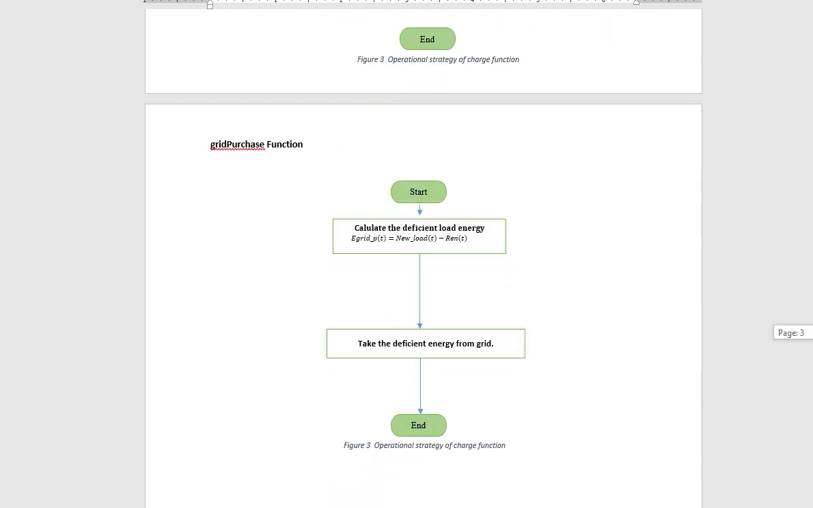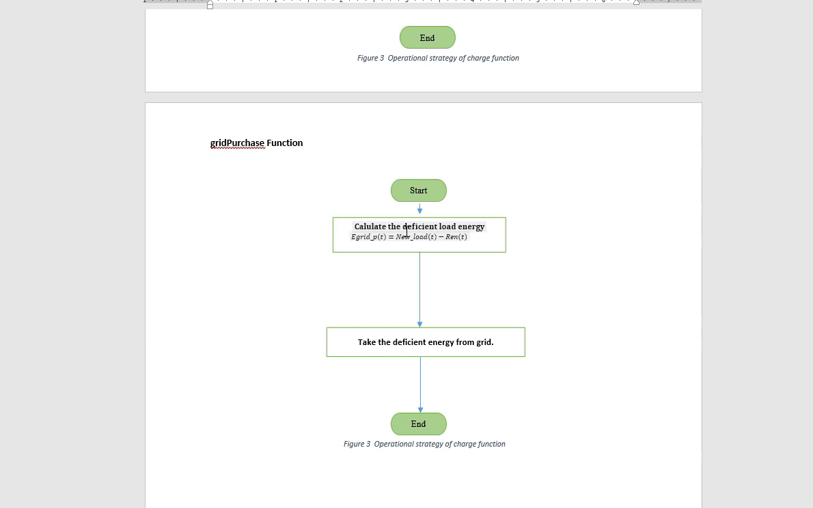So the other function is grid purchase. In the grid purchase, we have only one requirement: that our load is deficient. How much is deficient? This is our load demand minus whatever energy is provided by the renewable energy. So that's the remaining deficient amount that will be purchased from the grid. So that's about the grid purchase function.